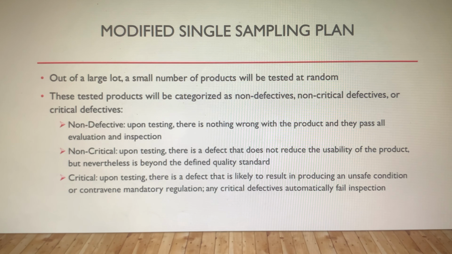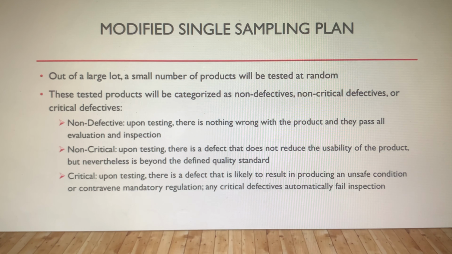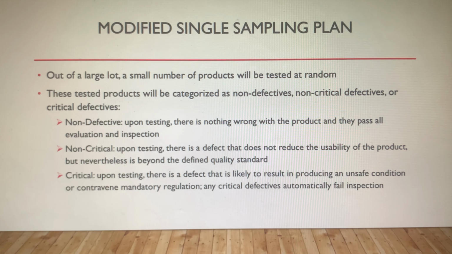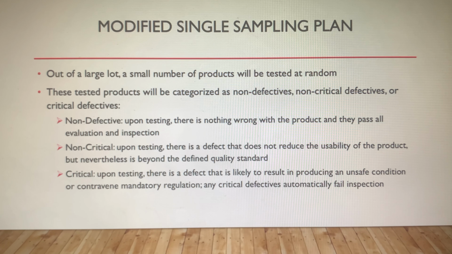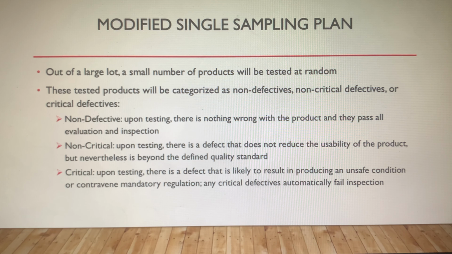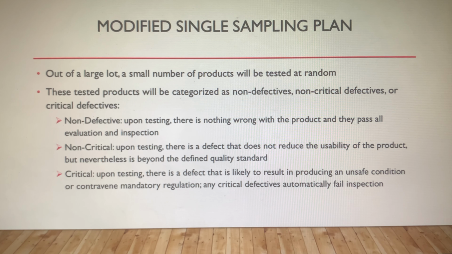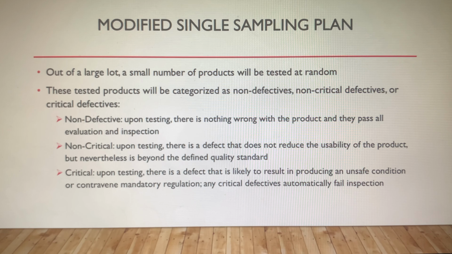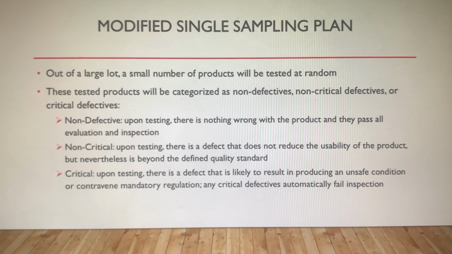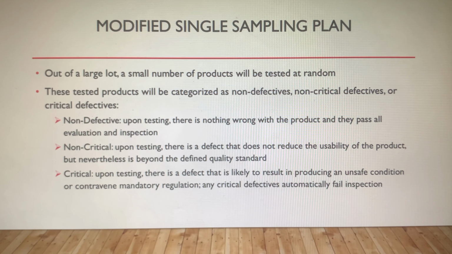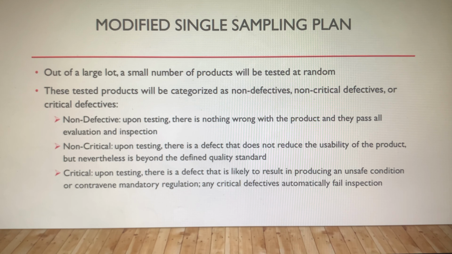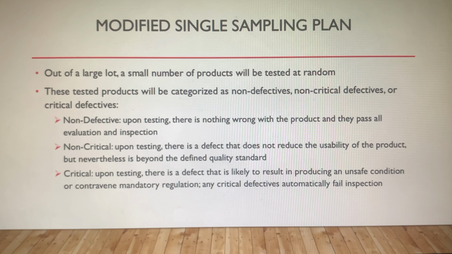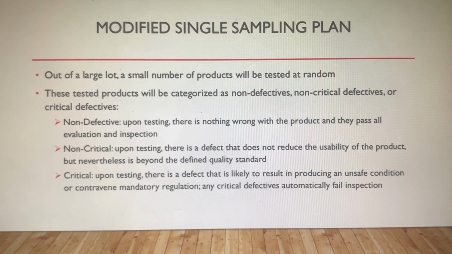Here's how it works. The worker will test a random small amount of samples out of the lot. These samples are categorized as either non-defective, non-critical, or critical. If it's non-defective, that means that there's nothing wrong with the product and it passes all evaluation and inspection. If it's non-critical, that means that there is a defect, and though it doesn't reduce the usability of the product, it's beyond the defined quality standard. If it's a critical defective, that means that there's a defect that's likely to result in producing an unsafe condition or contravene mandatory regulation. These automatically fail inspection.